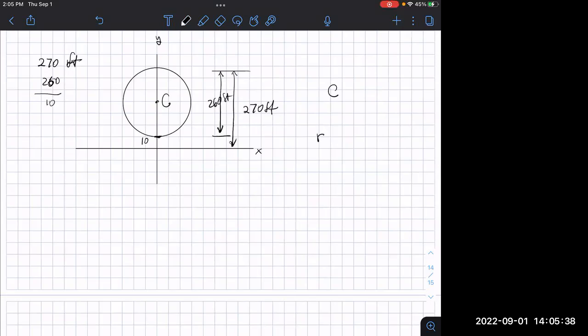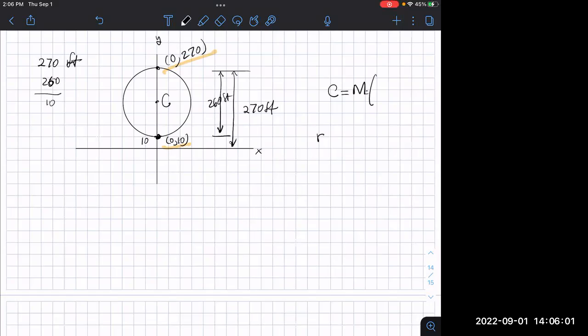The points are, you can think of this point as (0, 10) and this point as (0, 0)... 270 or 260? 270. Yes. So then the center is the midpoint of (0, 270) and (0, 10).